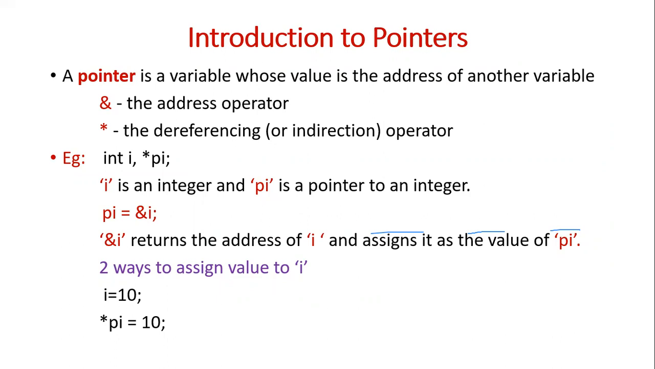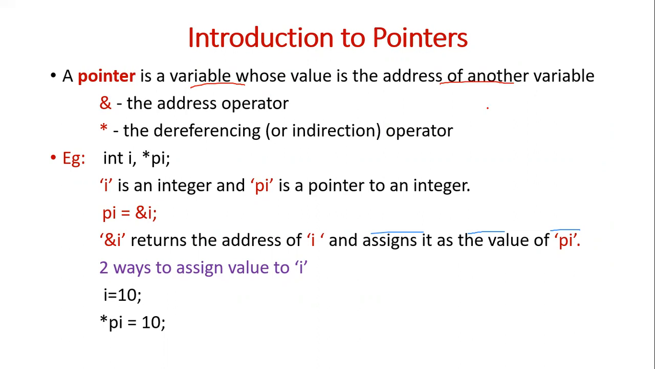So this is how we can define a pointer. A pointer is a variable whose value is the address of another variable. What do you understand by that? A pointer is a variable whose value is the address of another variable.